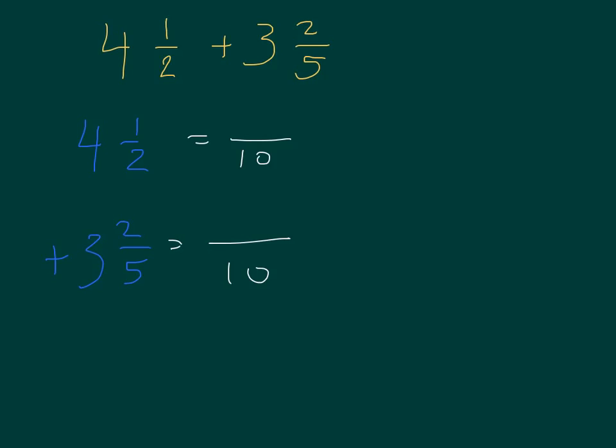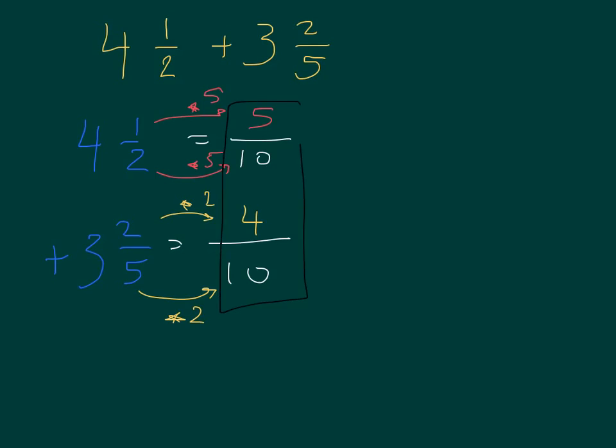Now I'm going to find my equivalent fractions. So I multiply my numerator and denominators by the same things. 5 times 2 is 10, 1 times 5 is 5. 2 times 5 is 10, 2 times 2 is 4. And now I have enough information to be able to solve this one. Here I go. So I'm going to take care of my 5/10 plus my 4/10, which is 9/10.